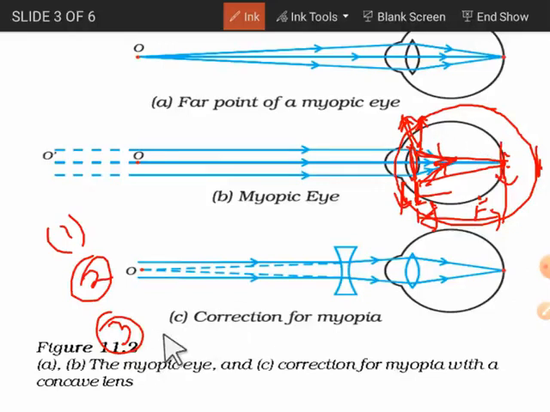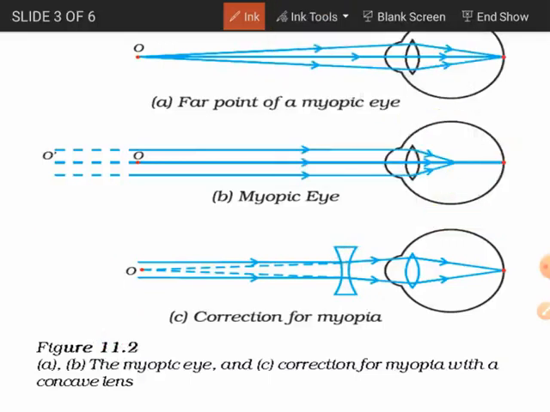Okay, and these are the causes. The first one is due to the high converging power of the eye lens. The second one is due to the less relaxing power of the ciliary muscles, and the third one is due to the elongation of the eyeball. And the remedy for this defect is the use of a double concave lens of suitable power.